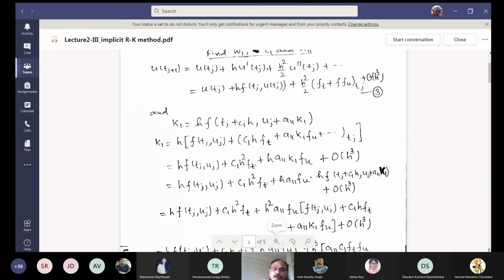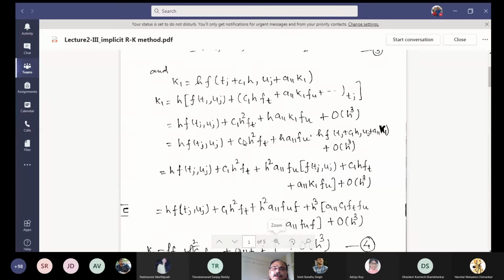You should be very careful. You have to see whether all the terms are coming or not. So we just take it out, h into f that I have written here, plus c1 h into h, that will be h square ft, and then h times a11 k1 fu plus order h cube. You see, k1 is also of the order at least h, that you can see directly from here. So further you have to put the Taylor expansion for k1, right?